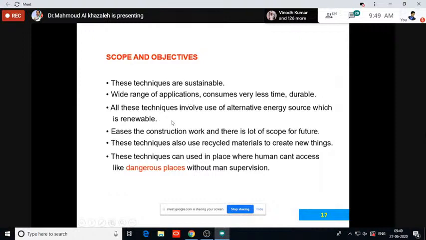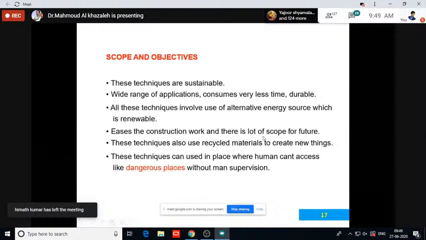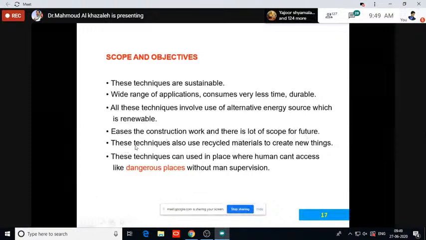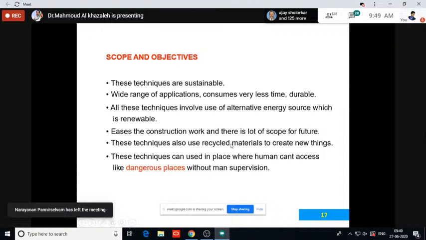All these techniques involve use of alternative energy sources, which are renewable. There is a lot of scope for the future even. These techniques also use recycled materials because we know today the construction material is very expensive and resources are less. So recycling is required. To create new things, these techniques can be used in places where humans cannot access, like dangerous places, or fire pits, without man supervision.